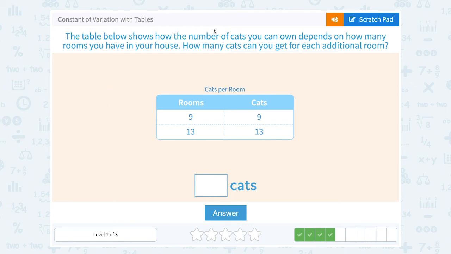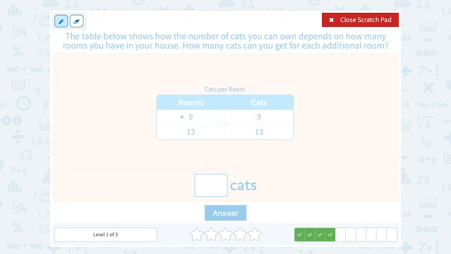The table below shows how the number of cats you own depends on how many rooms you have in your house. How many cats can you get for each additional room? Okay, well for 9 rooms we have 9 cats, and for 13 rooms we have 13 cats. So if we divide this out, right, 9 divided by 9, or if we chose to do 13 divided by 13, we get the same thing, we get 1. So notice the number of rooms and the number of cats are the same, right? 9 and 9 or 13 and 13. So for each room, you get one more cat.